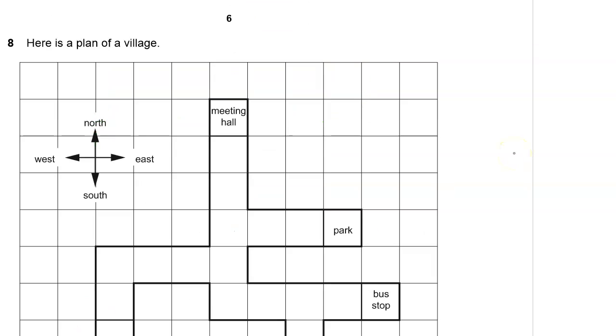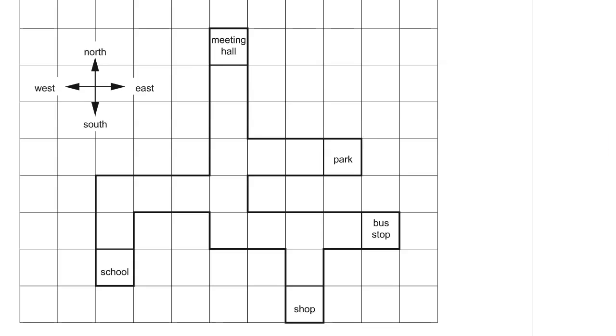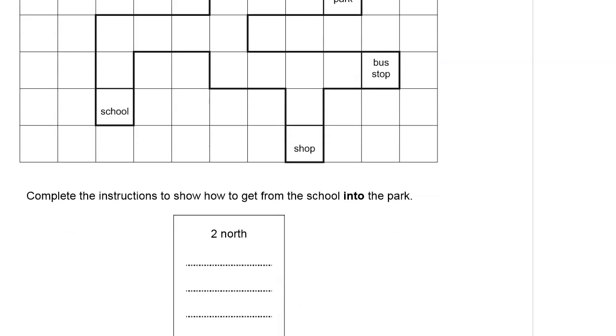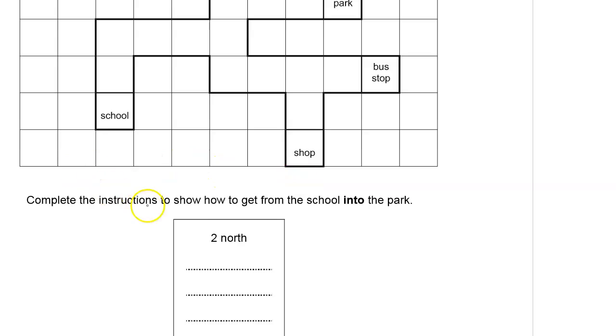Question 8. Here is a plan of a village. We've got the compass here. What is the question? Complete the instructions to show how to get from school into the park. The school is right here. The park is at that point.